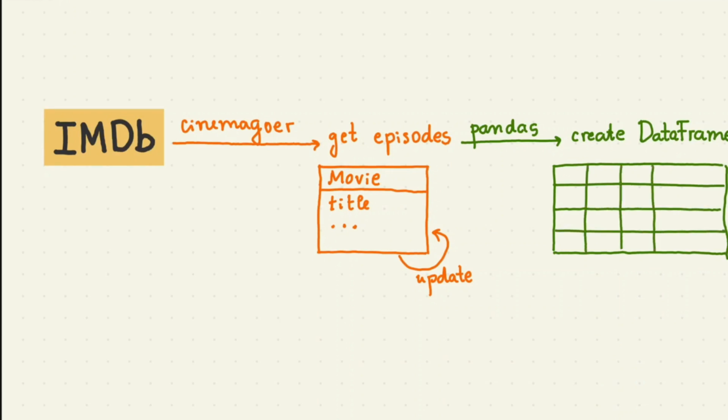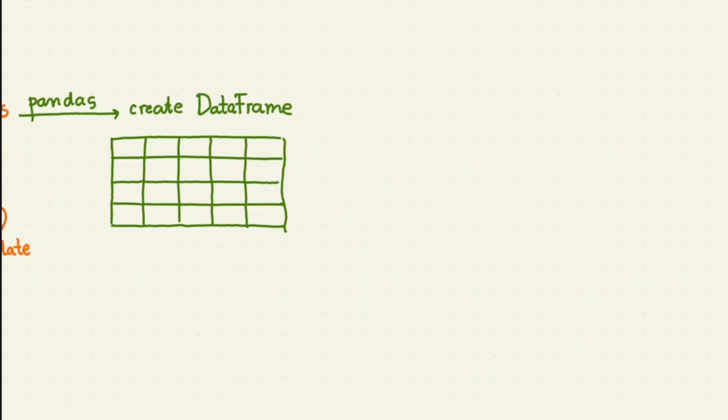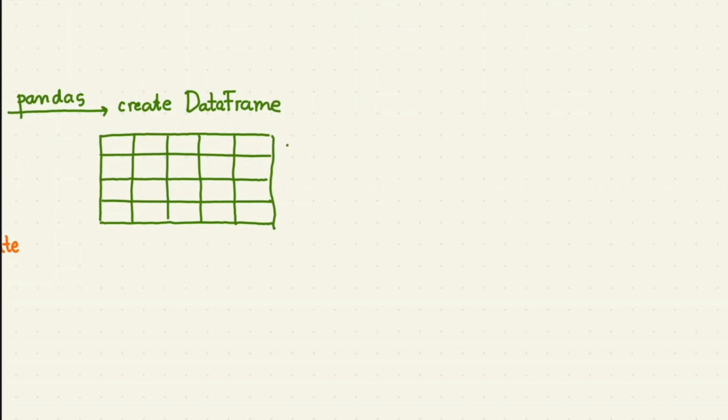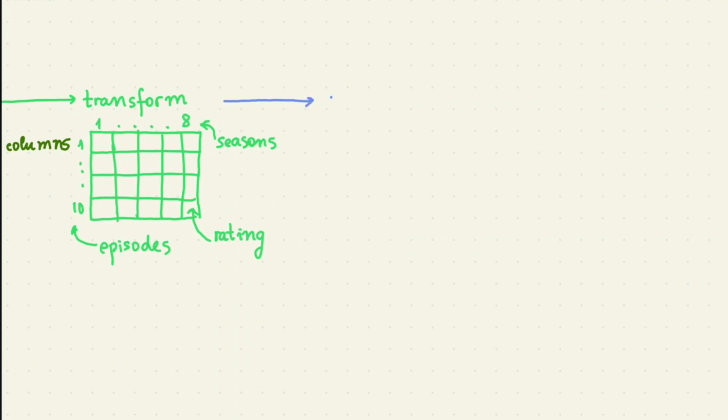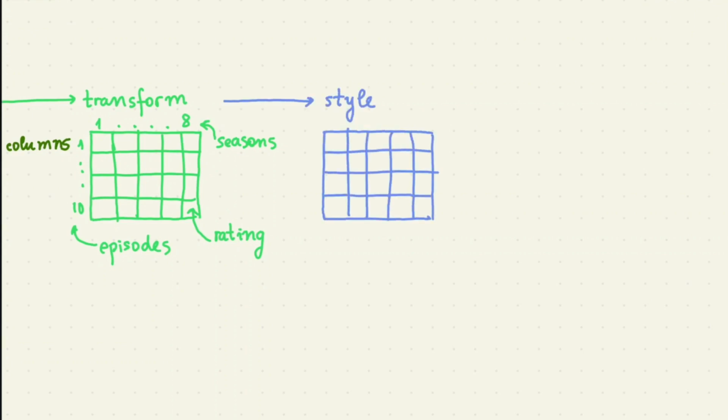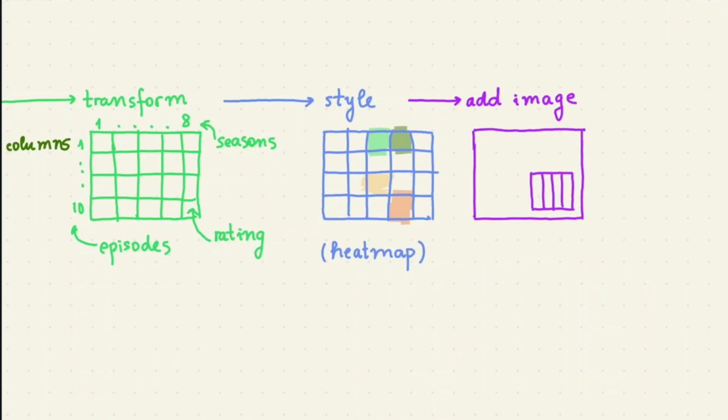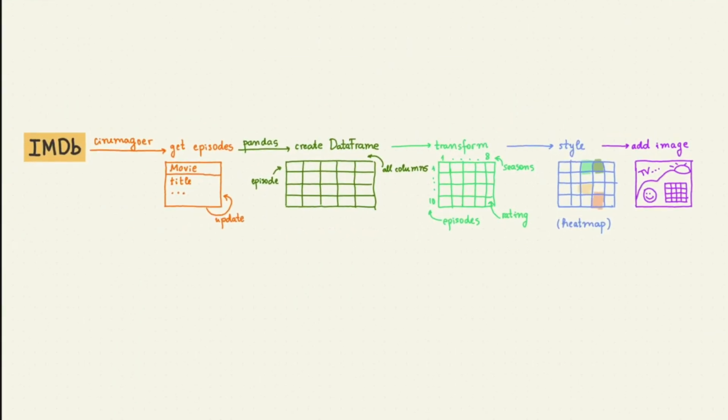It will contain the episodes as rows and all their properties as columns. In the next step, this DataFrame should be transformed to include the seasons as columns, episodes as indexes, and the rating for their values. After that, we'll add styling to color the ratings according to their values. For that, we'll use heatmap. Finally, we'll add the generated table to an image for a personal touch. And that's it. Now that we know what to do, all that's left is to actually do it.